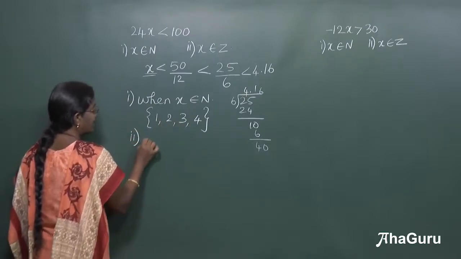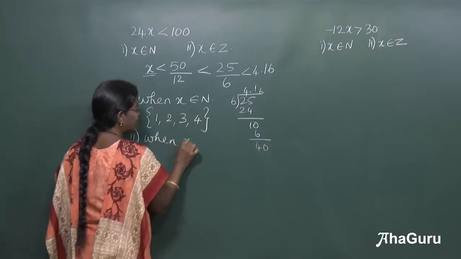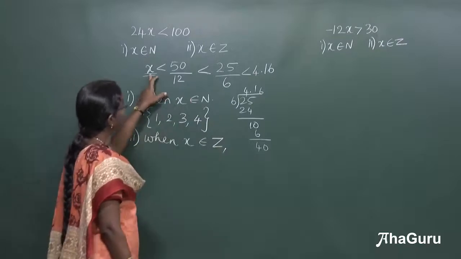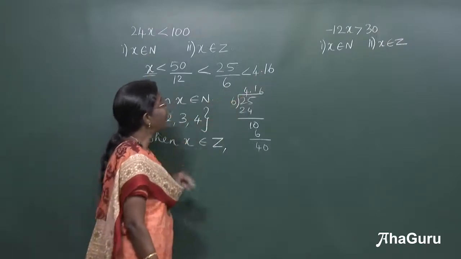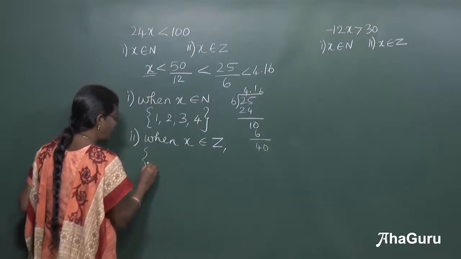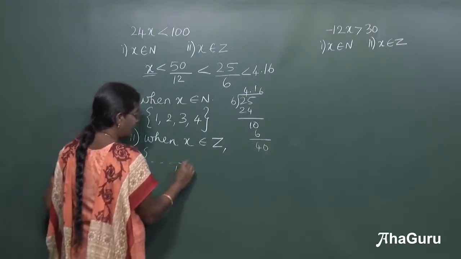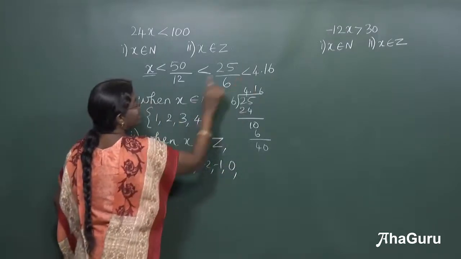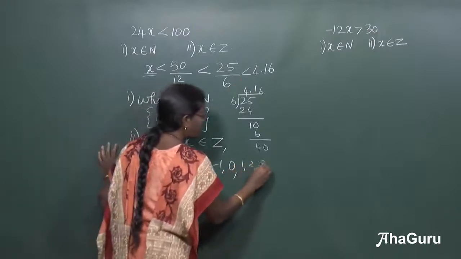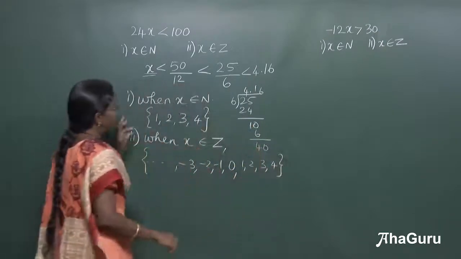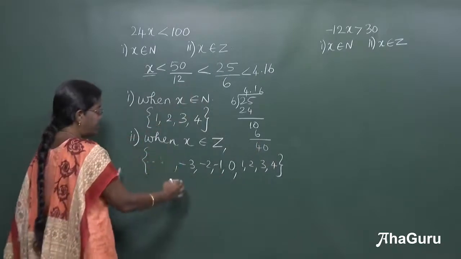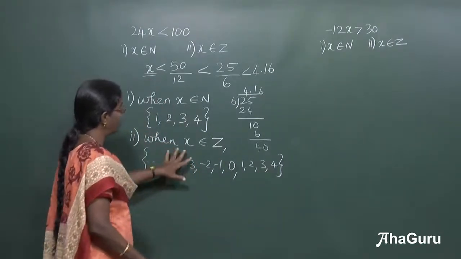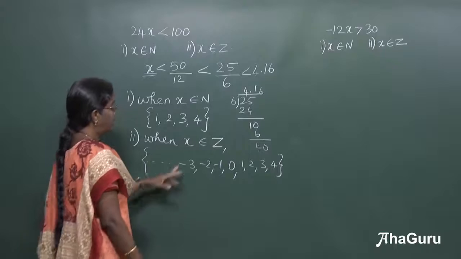The second case when x is an integer, it belongs to the set of integers. Now, the solution is an integer which is less than 4.16. So, you will have all the negative integers, minus 3, minus 2, minus 1, 0. It is an integer less than 4. So, we will have 1, 2, 3, 4. Integer less than 4.16. So, all negative integers, 0 and the first 4 positive integers will be included in the solution when x is going to be an integer.